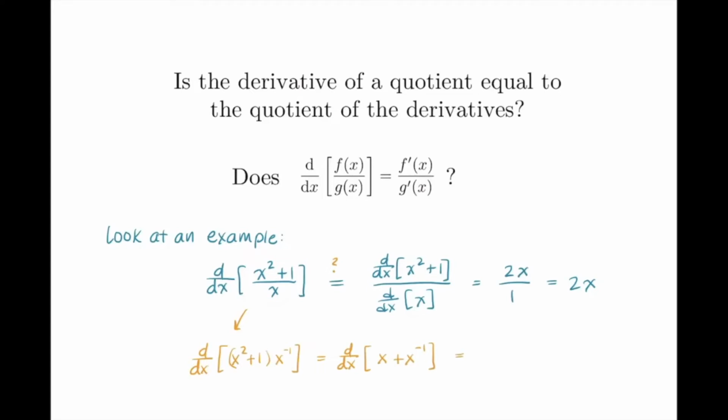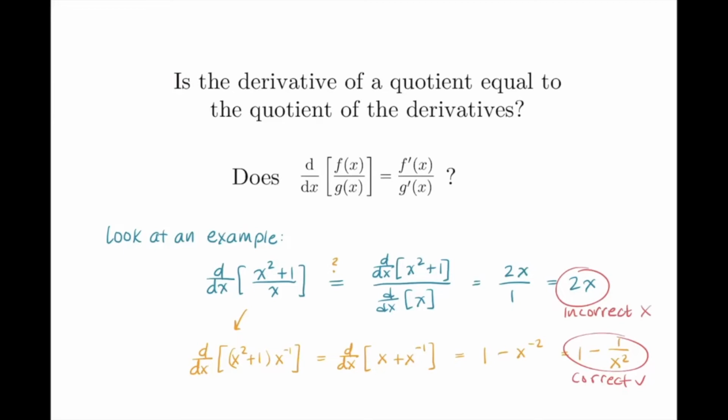Now if we differentiate this, the derivative of x is 1, and then we'll add the derivative of x to the negative 1, which will be minus x to the negative 2. This is equal to 1 minus 1 over x squared. Now these things are not the same. We do know that one of these is correct. We know for sure that this way is absolutely correct because this is how we've done it in the past, and there's nothing wrong. We've used all of our rules that we have learned so far. So that means that this rule, this way, is incorrect.